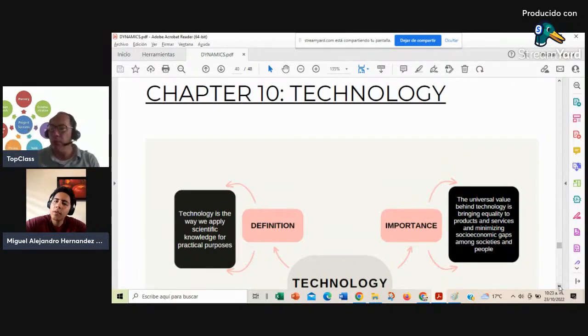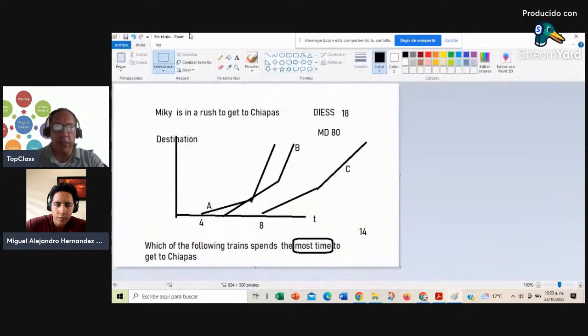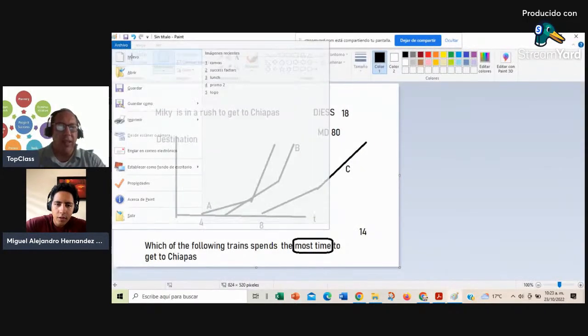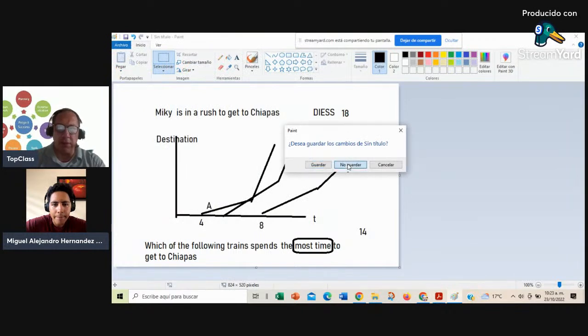Well, my definition of technology could be tools that we use to facilitate some activities or some things that normally we do. So, to facilitate our activities, right? Okay, very good. I like the definition.